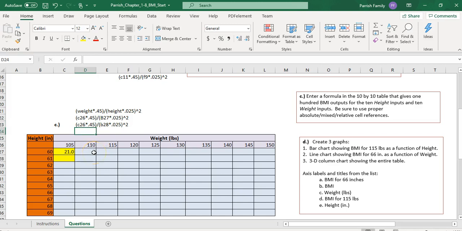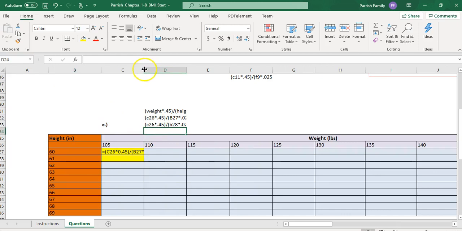Now, the problem is that I don't want to type 100 formulas. I don't want to sit here and keep typing that formula over and over again. It's a waste of my time. I want to be able to click and drag the formula down. So I'm going to open this view up so that you can actually see the formula.